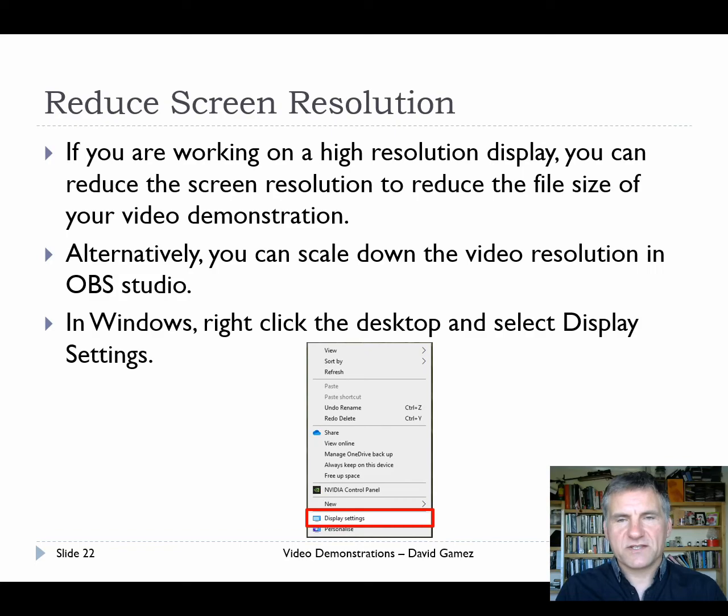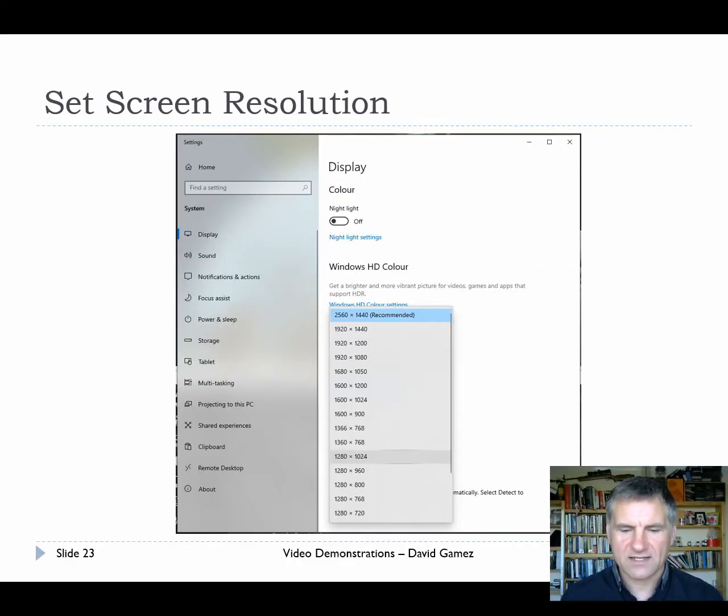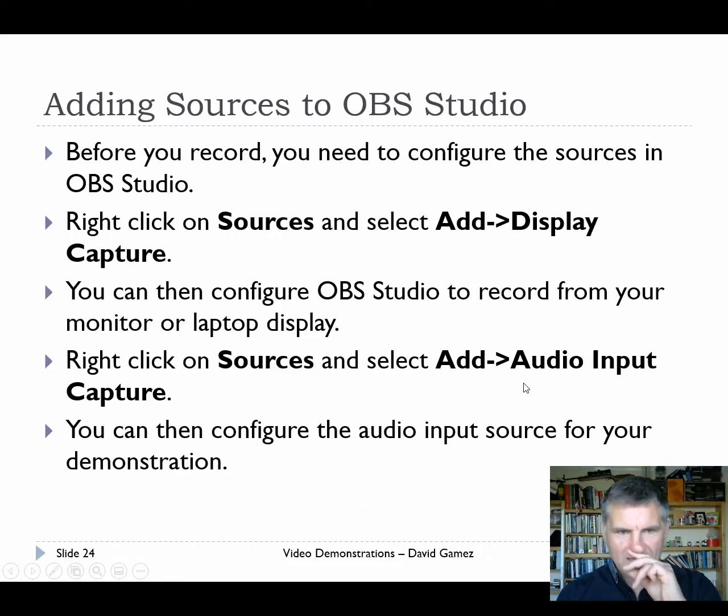The other way to do it is you can just scale it down in OBS Studio. But do check your video if you do this, because you could end up with small text being absolutely illegible. On Windows, if you want to change the resolution, just right-click, select Display Settings, and then you can change it to what you like. I tend to use 1280 by 1024 for my videos. So you might want to scale your screen resolution down.